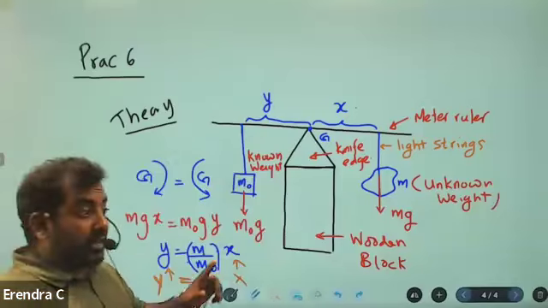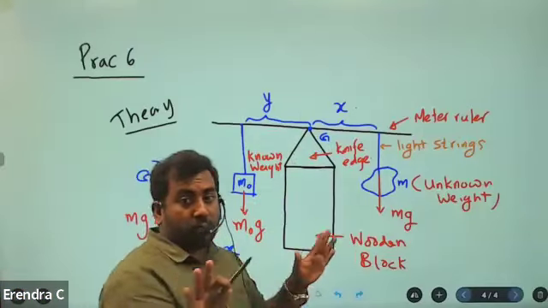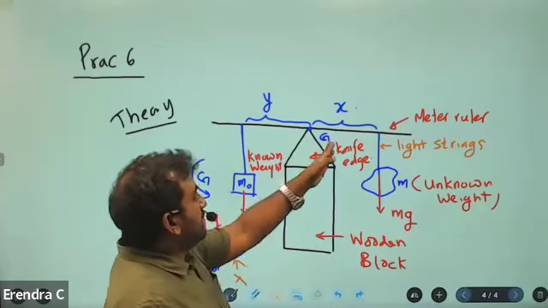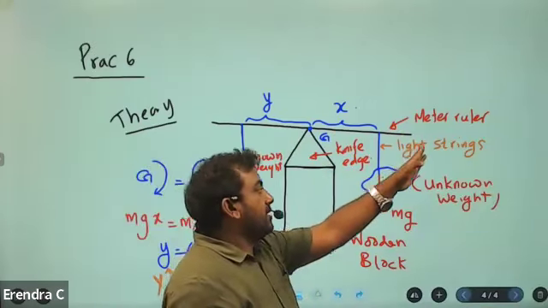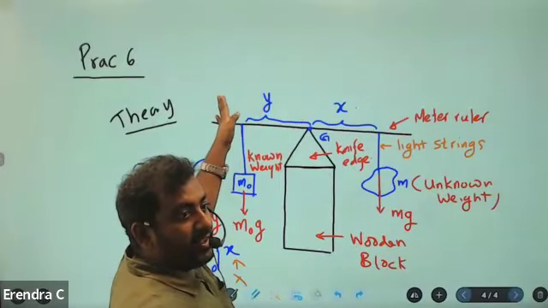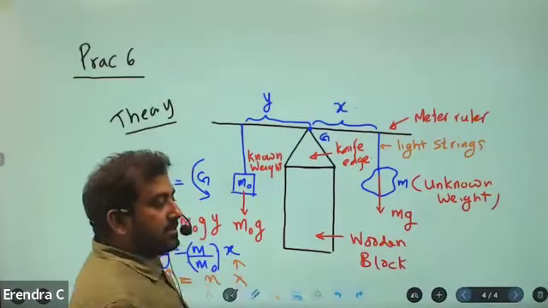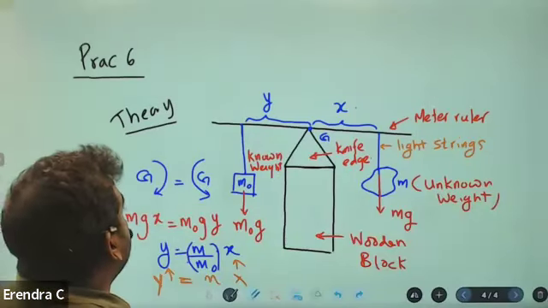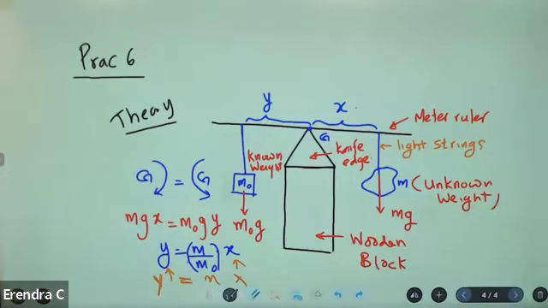Sometimes in your school exam, they can change the symbols and give. Don't worry, there is no problem. In general, change the location of the known weight, find the location of the unknown weight until the ruler is balanced. Okay? Right, proceed here.